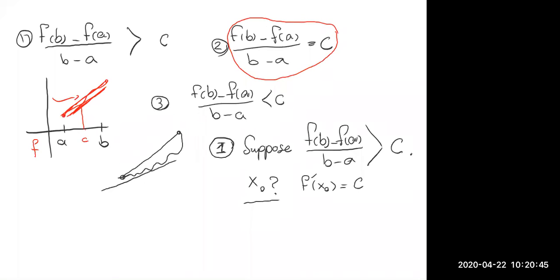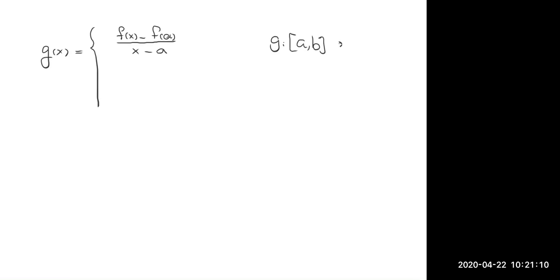Okay, this is a little tricky. I should define a new function. So define the new function g of x to be f of x minus f of a over x minus a. We are defining this function from interval [a, b] to R. Define it to be that when x is greater than a, and when x is equal to a, define this thing to be the derivative at the point a, f prime at the point a.